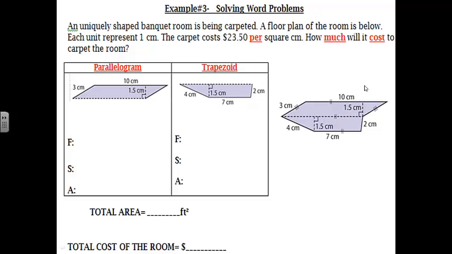All right, guys, we're almost done. Example number 3. All right, a uniquely shaped banquet room is being carpeted. Oh my goodness, can't say that word. Okay, a floor plan of the room is below. Here's our floor plan. Each unit represents 1 centimeter. The carpet costs $23. I think I changed that on y'all's notes. Actually, we're going to change this to 12. It'll be a little easier. So the carpet costs $12 per square centimeter. How much will it cost to carpet the room?